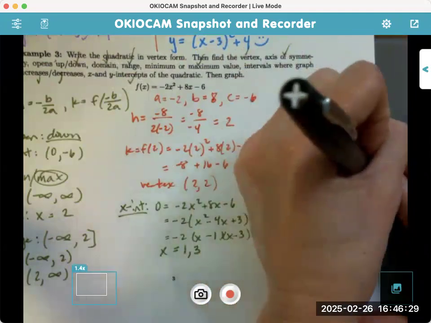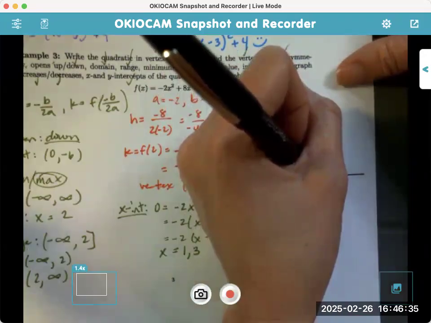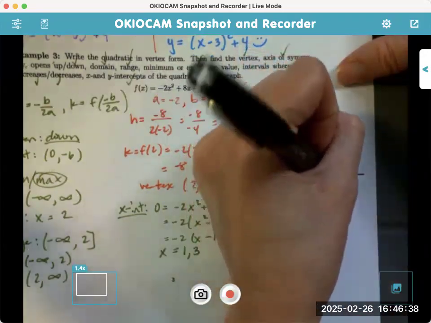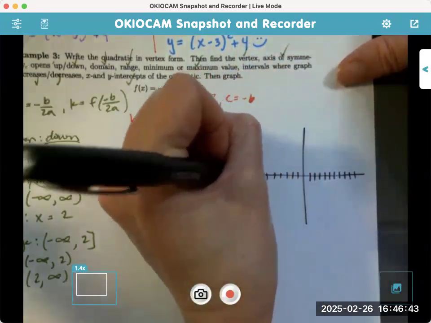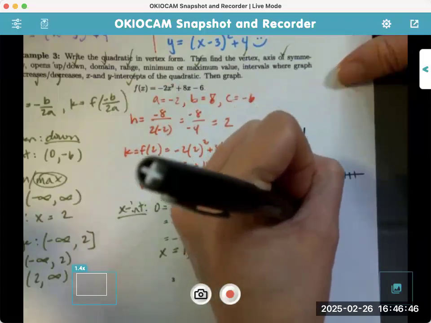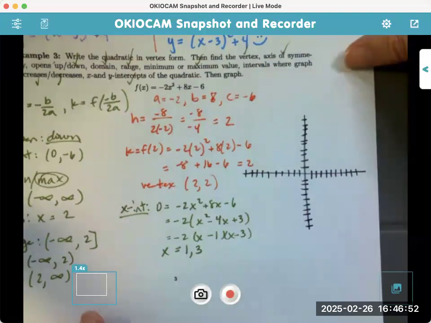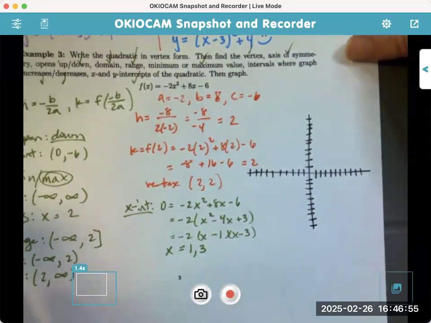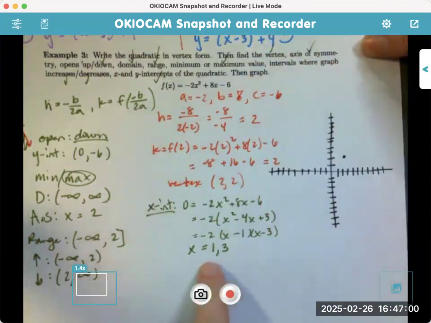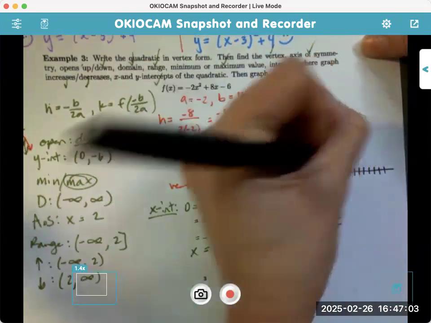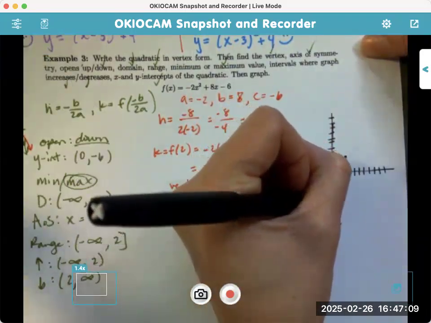Over here, I'm just going to go, I think, 10s all around. 1, 2, 3, 4, 5, 6, 7, 8, 9, 10. Ooh, already not to scale. Look at those crazy tick marks. That's okay. Our vertex is 2, 2. X-intercepts are 1, 3. Y-intercept is 0, negative 6. 1, 2, 3, 4, 5, 6. Okay.